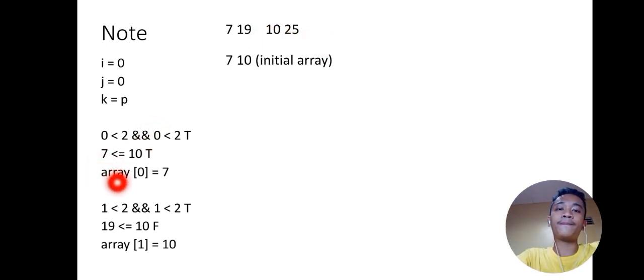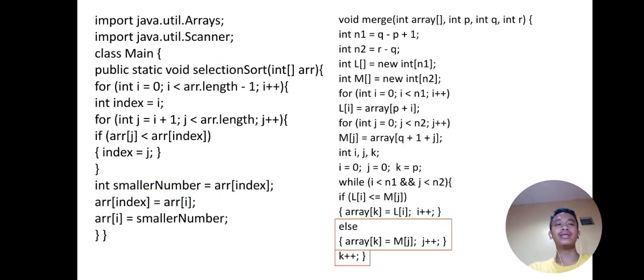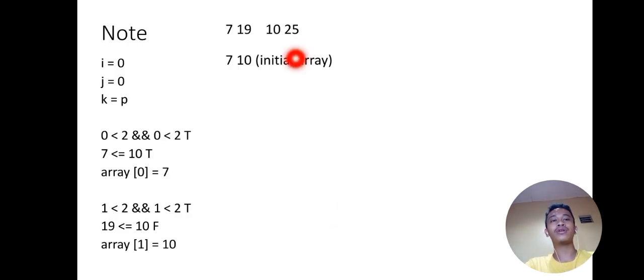So 7 less than or equal to 10 is true, so we need to perform array index 0 is 7. This is the code that I mean. So array[k] is equal to L[i]. This array[k] is the temporary array or initial array of our merge sort.